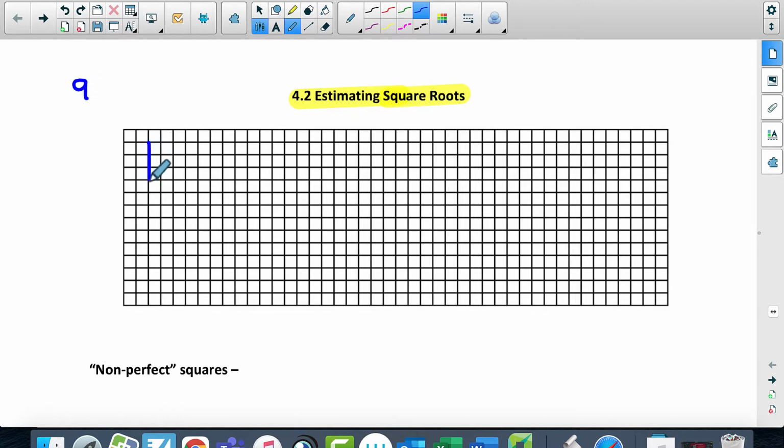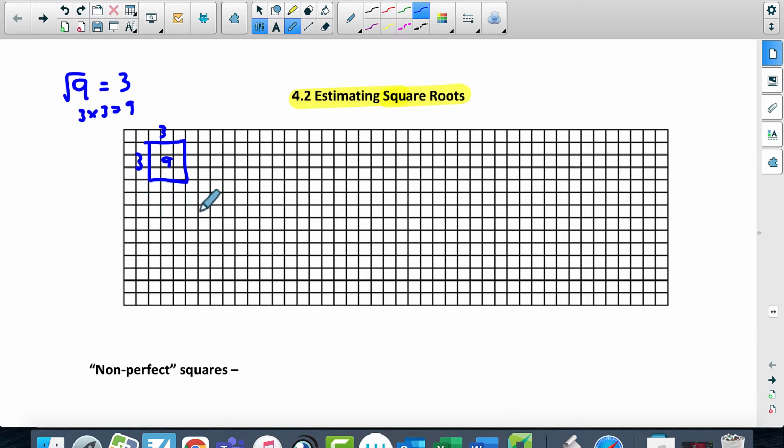You go 1, 2, 3, 1, 2, 3, and you end up with 9 squares in here. Because of that, each side was 3 and 3. So we talked about two things. One, because of this, we could take the square root of 9. It's a perfect square, and the square root of 9 is 3. The reason for that is that 3 times 3 equals 9, right?